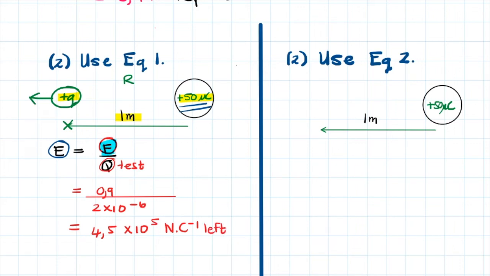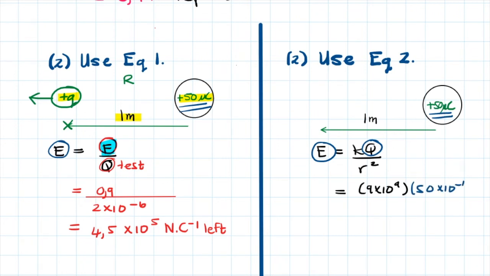Now let's use equation 2 to achieve exactly the same thing. We have E equals kQ divided by r squared. Now in this formula, Q is the magnitude of the charge whose electric field we are trying to calculate. So the electric field belongs to this charge. That means in this formula, our k is still 9 times 10 to the power of 9. But the Q is now going to be the 50 microcoulomb charge, which we sub in as 50 times 10 to the negative 6.